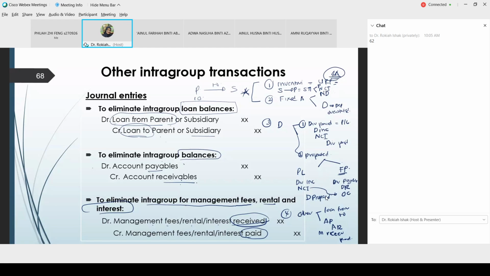Okay, so there are four types of intra-group transactions. We proceed to the next one, goodwill. Are there any questions related to the intra-group transactions? Make sure that you remember the summary that I put here.